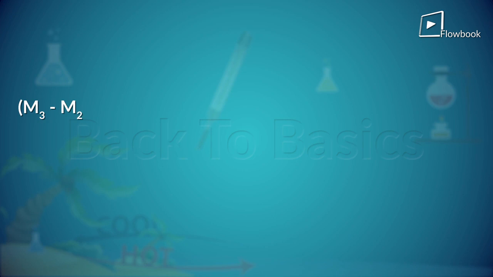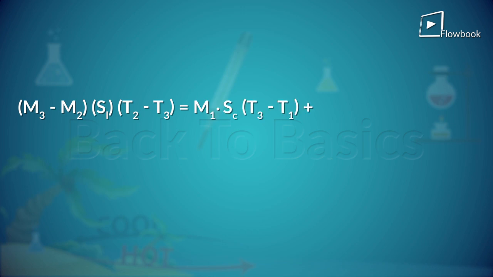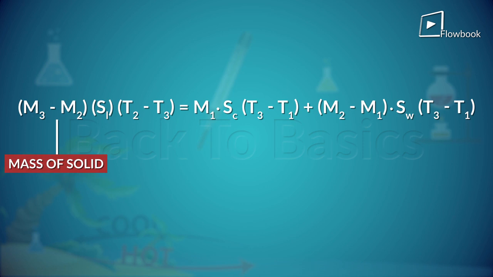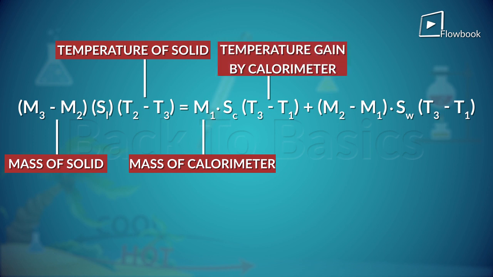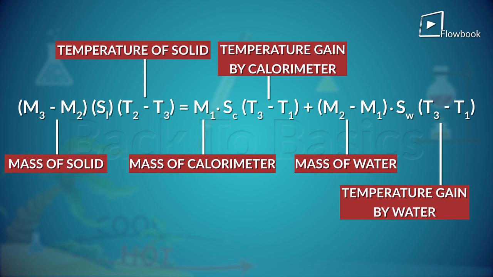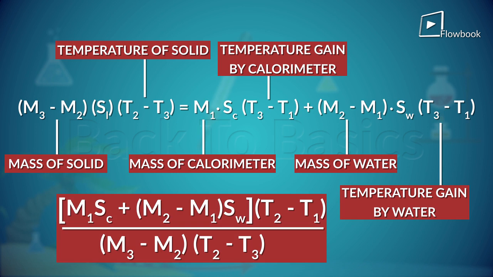Meaning, (M3 minus M2) × SL × (T2 minus T3) will be equal to M1 × SC × (T3 minus T1) plus (M2 minus M1) × SW × (T3 minus T1). Now this is the mass of the solid, this is the temperature change of the solid, this is the mass of the calorimeter, this is the temperature gained by the calorimeter, and this is the mass of the water and the temperature gained by the water. So finally, we can get the specific heat of lead as.